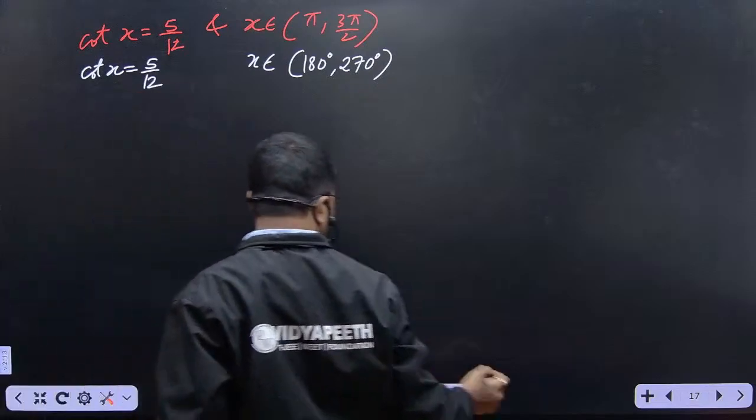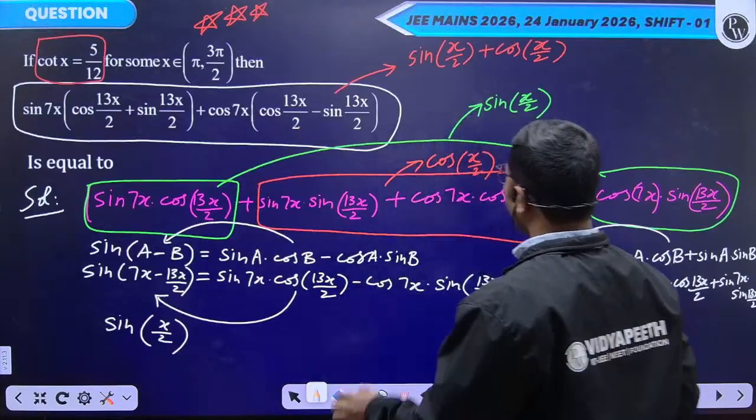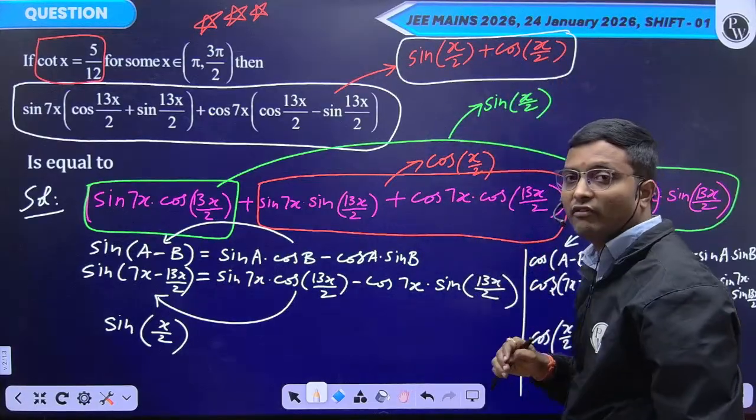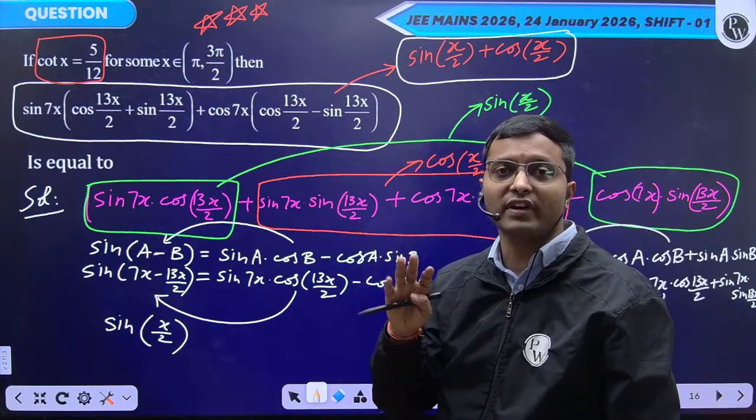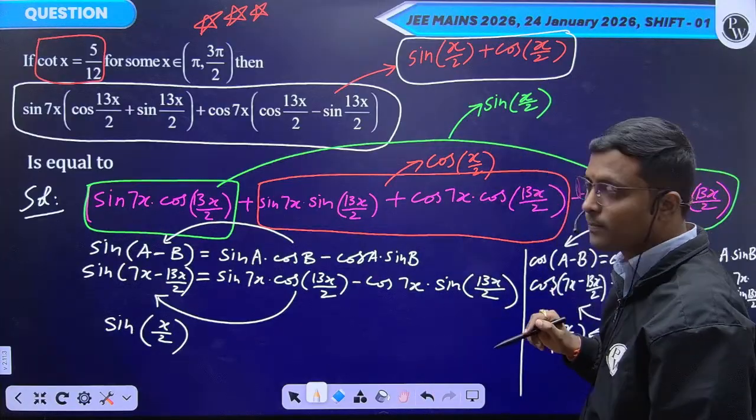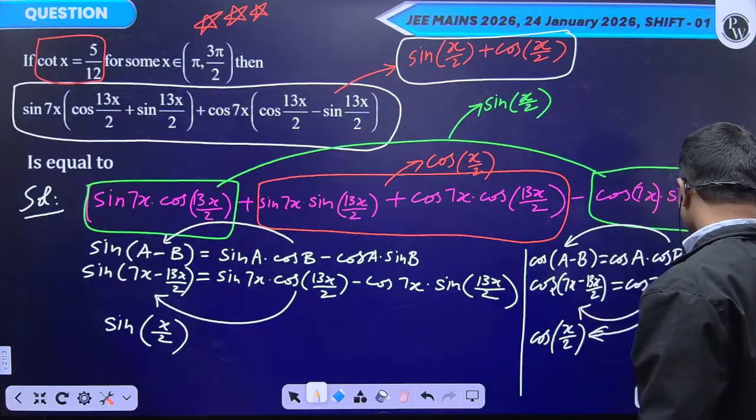In our question, we need to find sin x by 2 plus cos x by 2. We want the values for the x by 2 angle, not for x. So this is very important. We should not make a mistake here. Sin x by 2 plus cos x by 2 we will find.